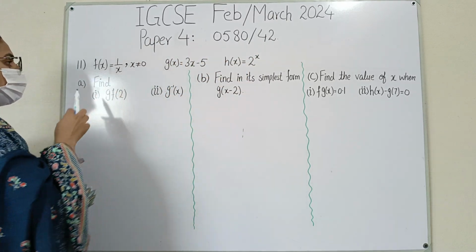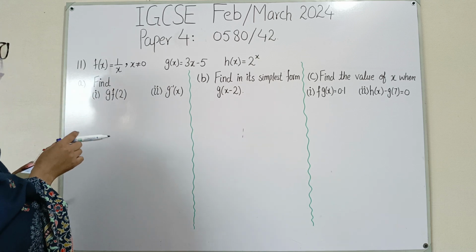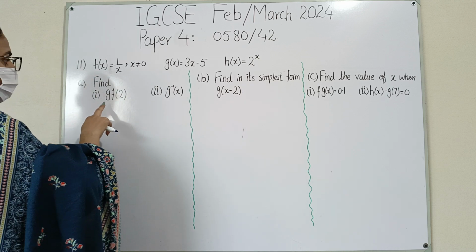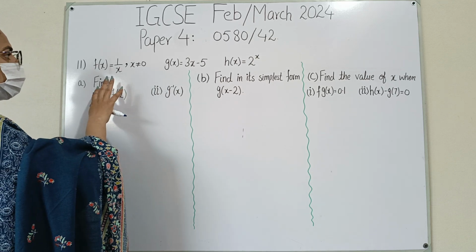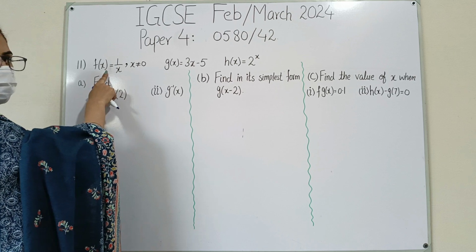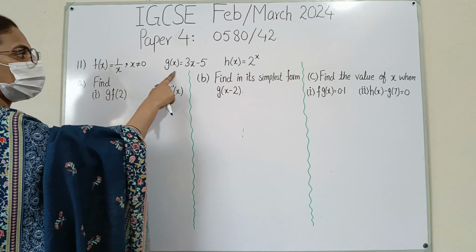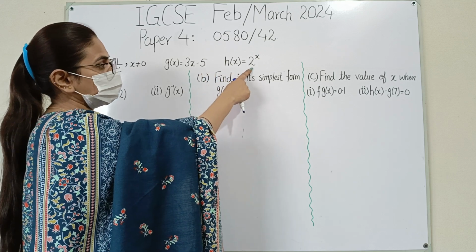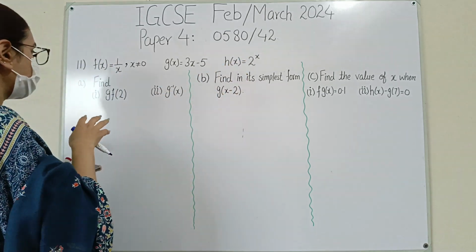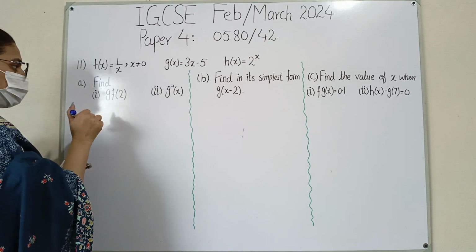In question number 11, the examiner is asking you to calculate the composition of a function for which he has given you three functions. f of x is defined as 1 over x, g of x is defined as 3x minus 5, and h of x is defined as 2 power x. You have to find the composition.